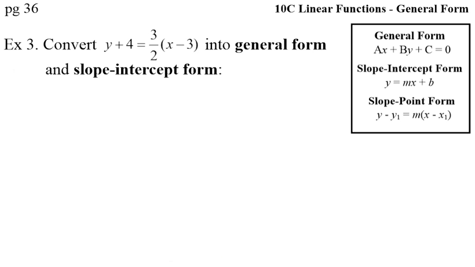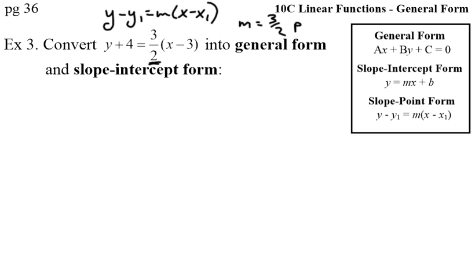Page 36, number 3. We want to convert that into general form and slope-intercept form. Well, what do we have? This, hopefully you recognize. Y minus y1 equals m times x minus x1. We have point-slope form there. Slope-point form, whichever you want to refer to it as. Real quick review. What's our slope? Well, the slope is 3/2 because it's right there.